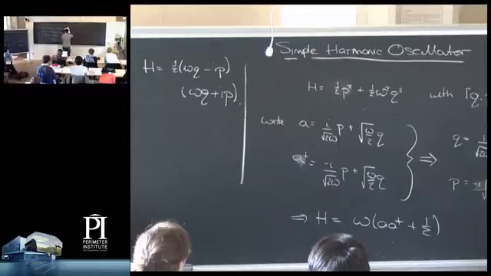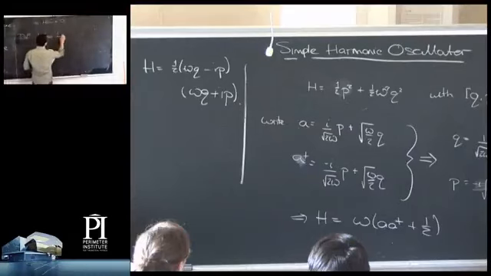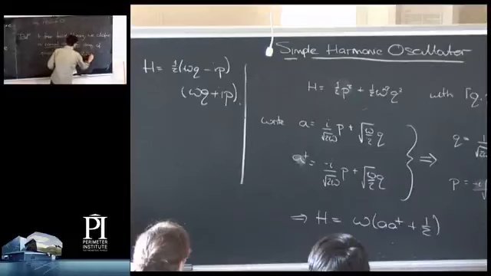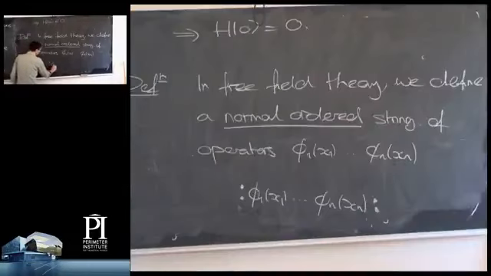Okay, so in general, let me just give a definition. So in free field theory, we define a normal ordered string of operators. So suppose I have any bunch of fields evaluated at any point. Then these are now all operators, so the ordering matters. And I'm going to define the normal ordered guys, and whenever I mean normal ordered, I'm going to put colons outside the string of operators.